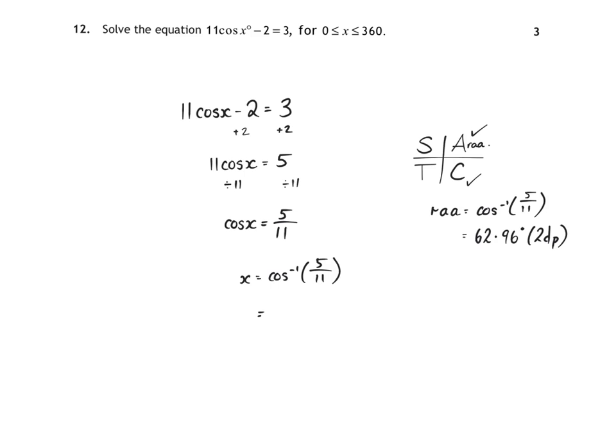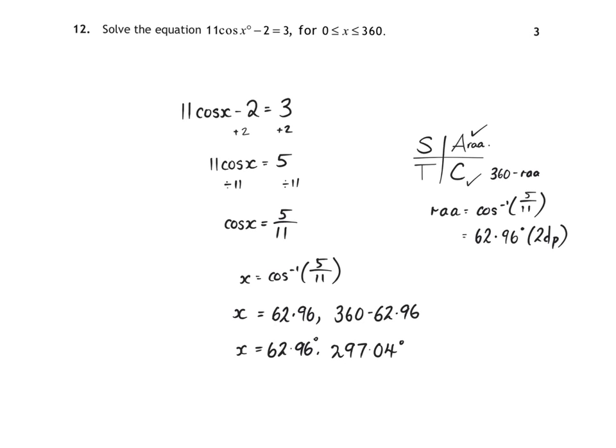One of our answers, because we're in the first quadrant, is just going to be that relative acute angle, which is 62.96. But our second angle is in our fourth quadrant, and to find that it's 360 take away that relative acute angle. So we have 62.96, and we also have 360 take away 62.96, which gives us 297.04 degrees. Those are our 2 values for x for this question.